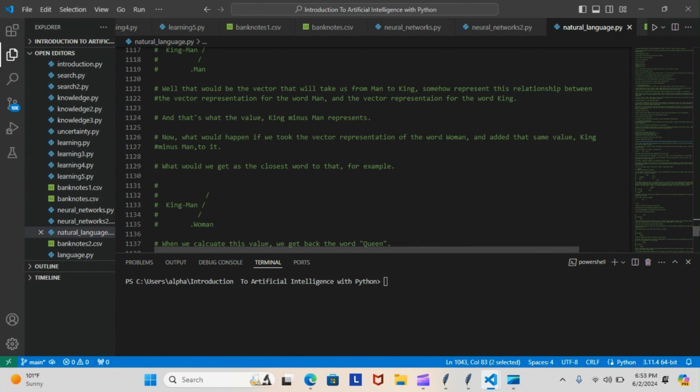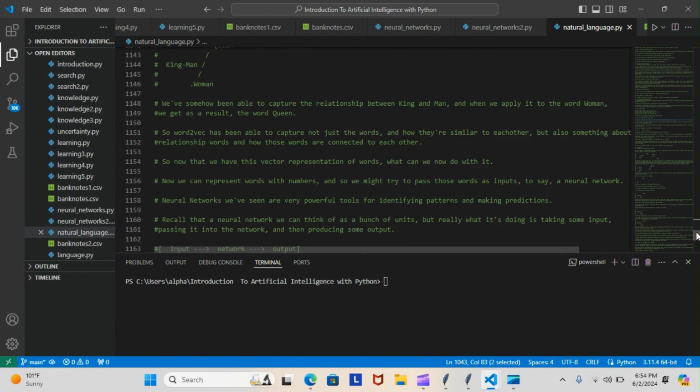Now what would happen if we took the vector representation of the word woman and added that same value, king minus man, to it? What would we get as the closest word for that? So here we added the word woman, we replaced the word man, but we kept the same king minus man representation. And we're trying to figure out what word we would get. So instead of getting king up here, because we have woman now and we have king minus man, we should generate a new word in theory.